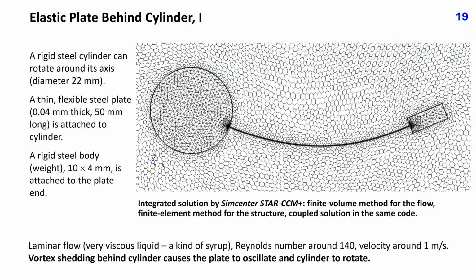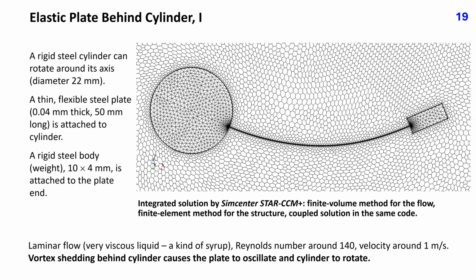The second test case was designed specifically for testing computational methods. It was also studied experimentally by Gomes and Lienhart in 2010. A rigid steel cylinder with a diameter of 22 mm can rotate around its axis. A thin, flexible steel plate, 0.04 mm thick and 50 mm long, is attached to the cylinder. A rigid steel body, 10 mm long and 4 mm wide, is attached to the plate end as a weight. The extension in the third dimension was finite in experiments, but the problem is supposed to be two-dimensional.